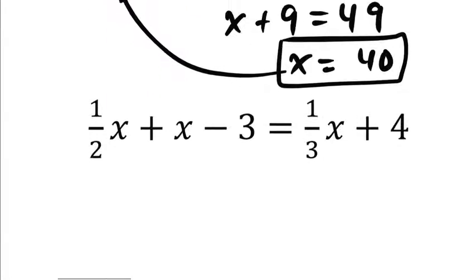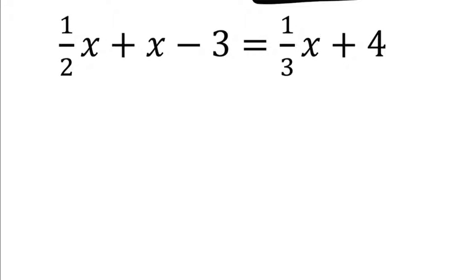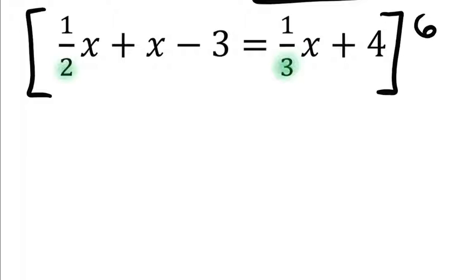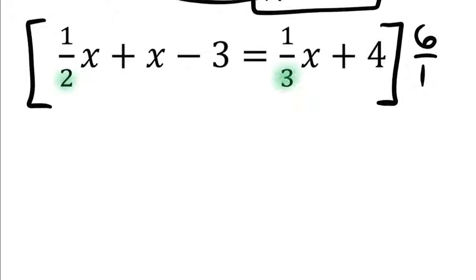The second problem here is an excellent candidate for the technique that we call fraction busters. If I look across at my denominators, I can see I have a denominator of 2 and a denominator of 3. So I could choose to multiply both sides of this equation by the number 6, 6 over 1 specifically, right? If I multiply every single term by the number 6, it'll eliminate all the fractions I see.